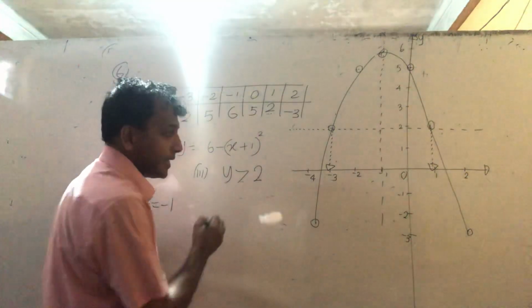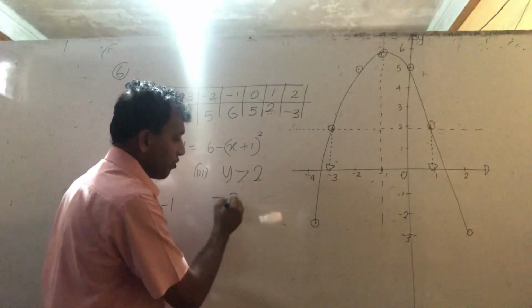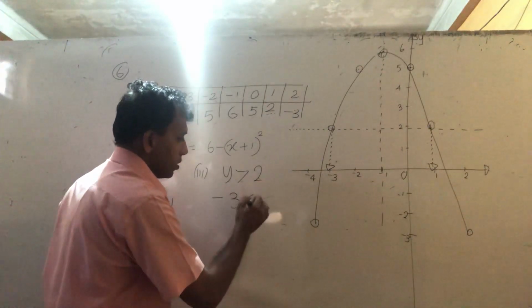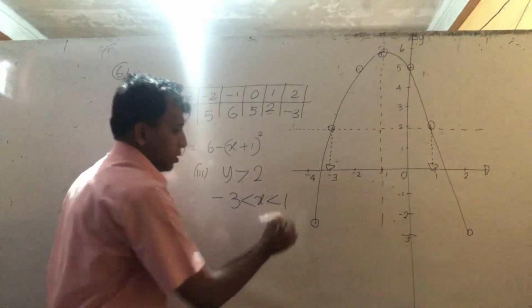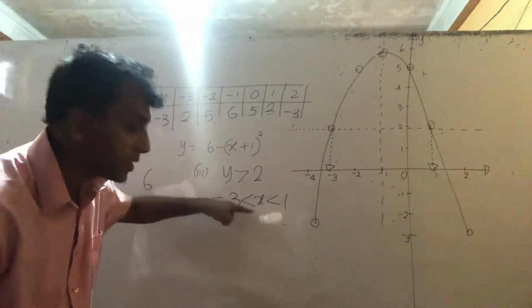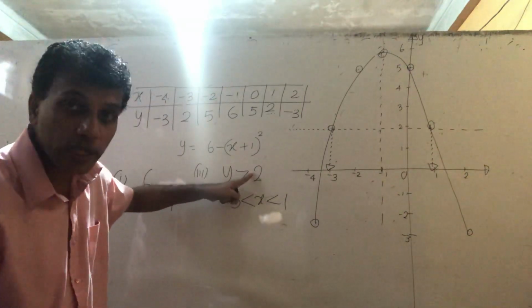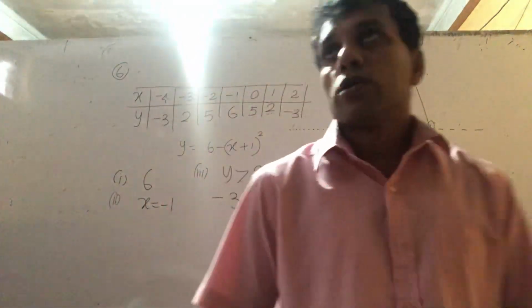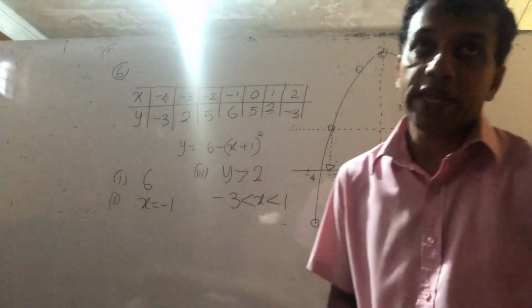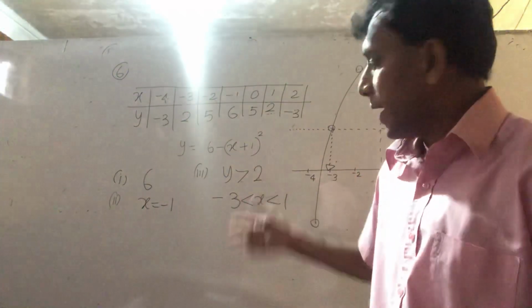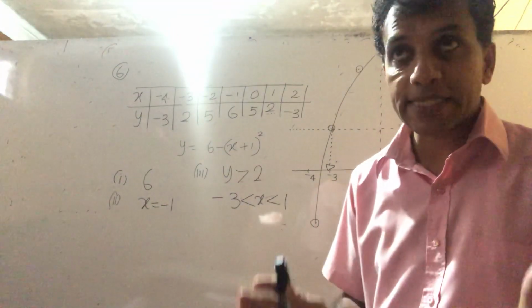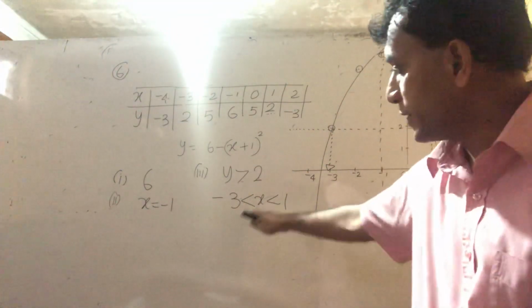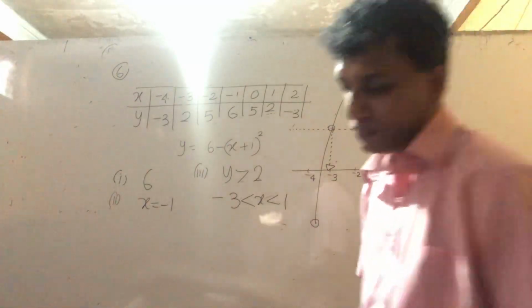So the answer we show in inequality form like this. Don't put the equal symbol. If they show the equal, then you can write the equal symbol too. So when y is greater than 2, the x boundaries are between minus 3 and plus 1, in this inequality form.